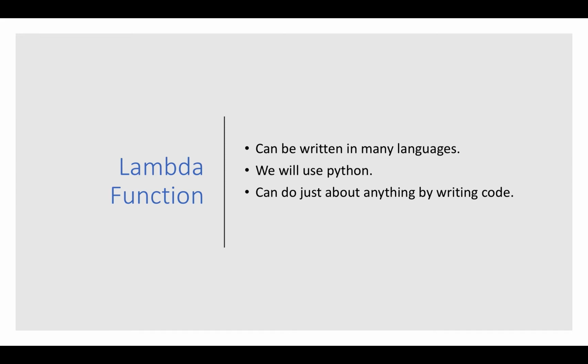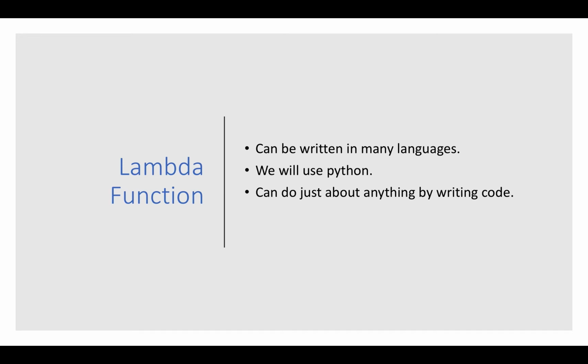In this case, we will be using Python, and you can do just about anything by writing code. At this point your skill is capable of doing anything that a program on your computer can do. So you can call APIs to get information, or you can return a specialized message. You can do many things, right?